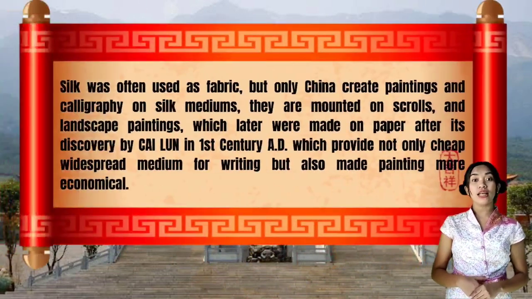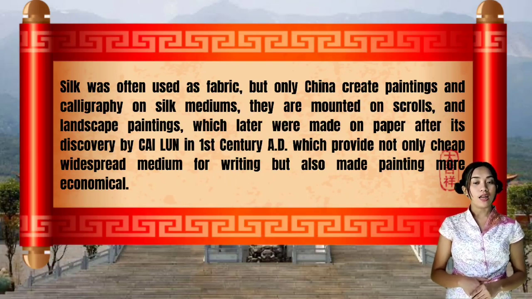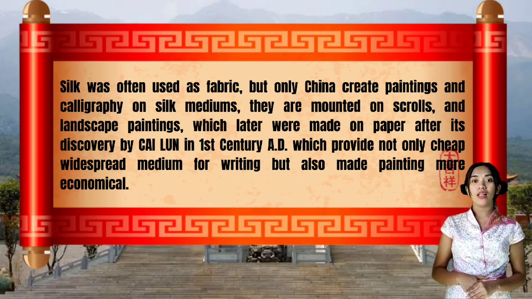Silk was often used as a fabric, but only China created paintings and calligraphy on silk mediums. They are mounted on scrolls, and landscape paintings later were made on paper after its discovery by Cai Lun in the 1st century, which provided not only a cheap, widespread medium for writing but also made painting more economical.